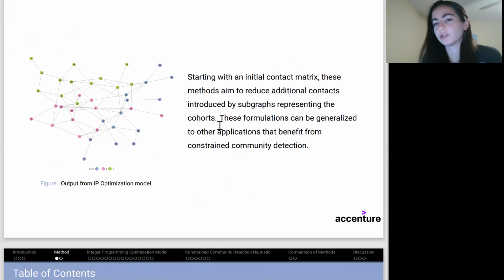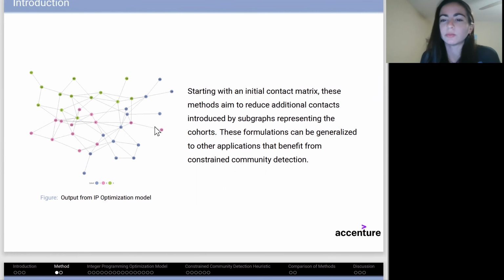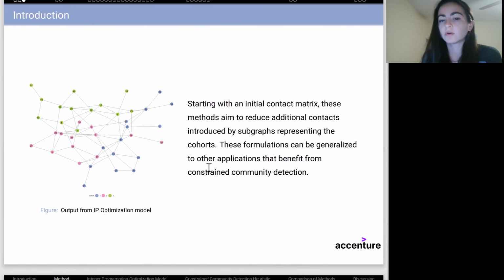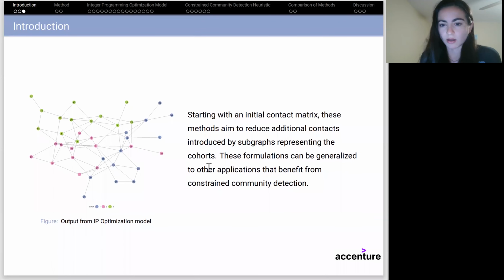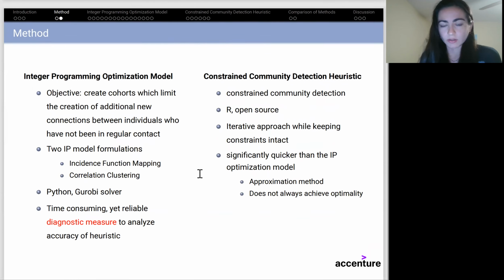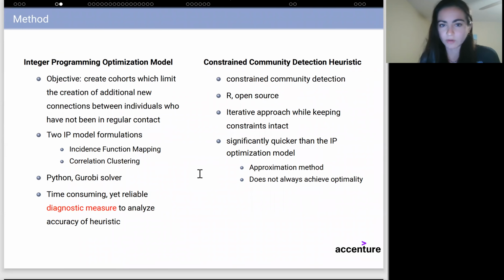And also to add, this formulation can be generalized to other applications from constrained community detection, because there are algorithms for community detection and constrained community detection, but this specific formulation handles a minimum and maximum capacity constraint, which hasn't been seen much in research. So that's why we developed our own methodology here.